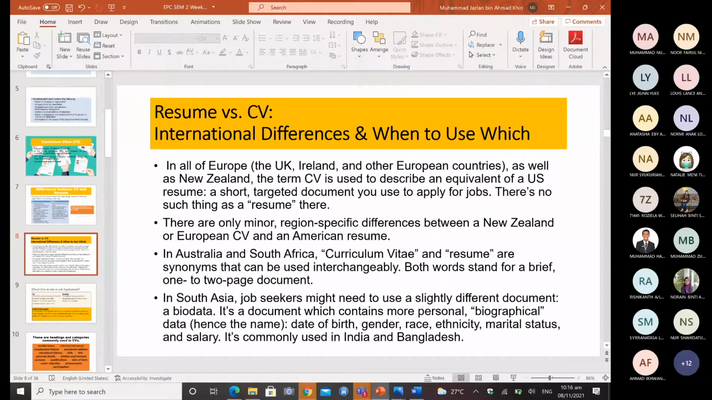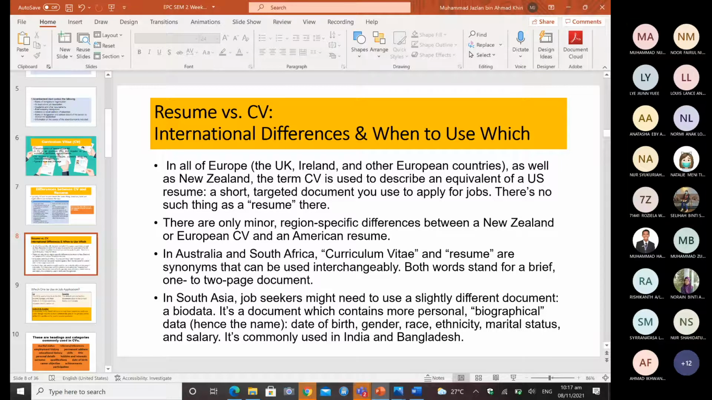In all of Europe, the UK, Ireland, and other European countries, as well as New Zealand, the term CV is used to describe the equivalent to a US resume, which is basically a short targeted document to apply for a job. The word resume is not used in those countries. There are only minor region-specific differences between the New Zealand and European CV and the American resume. However, in Australia and South Africa, CV and resume are synonyms, okay? So they are the same. They are synonyms that are used interchangeably.